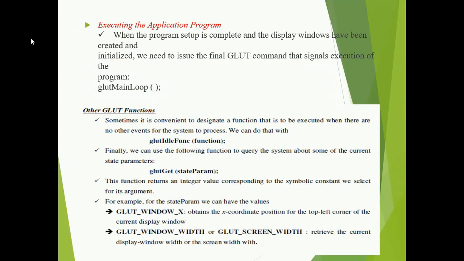Executing the application program. When the program setup is complete, the display windows have to be created and initialized. We need to issue the final glut command that signals the execution of the program. So whenever you write lengthy lines inside the main, at last you will be writing one function called glutMainLoop. Why is this called at last?